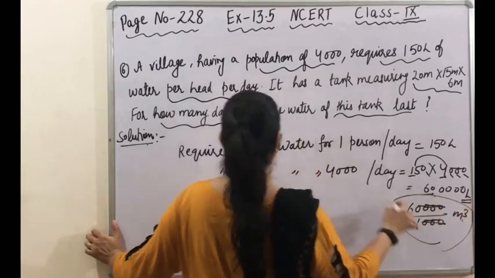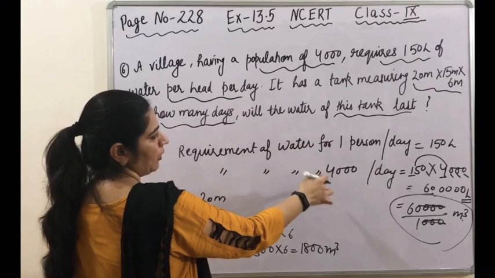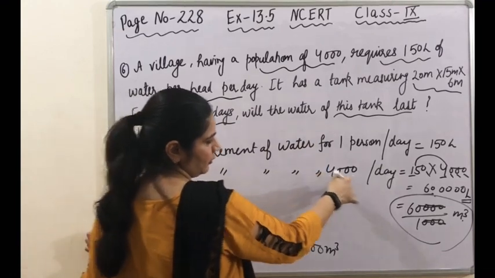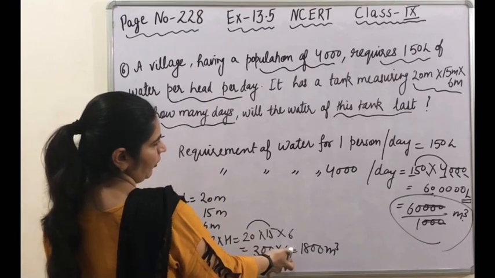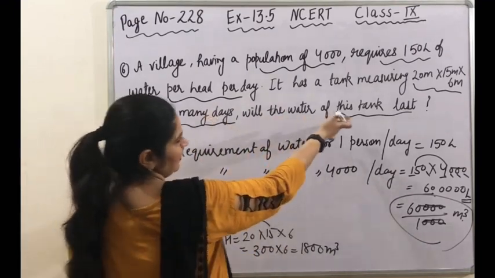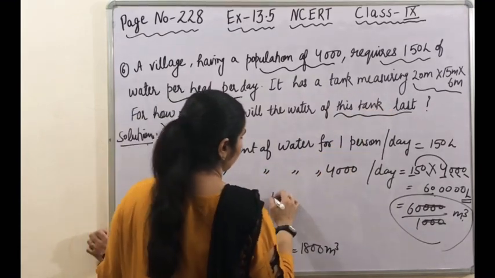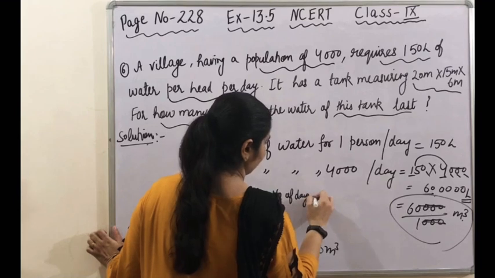This is the requirement of each person, this is the requirement of 4000 persons, and this is the capacity of the tank. We have to find out how many days the water of this tank will last. Number of days we have to find out.